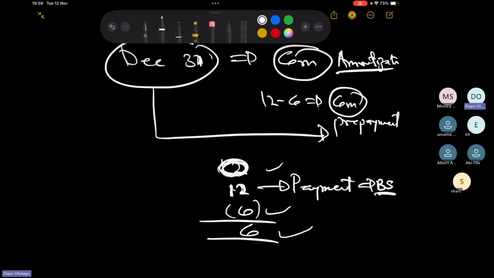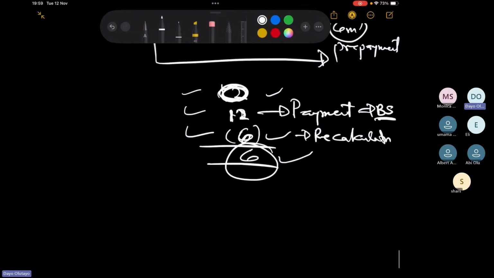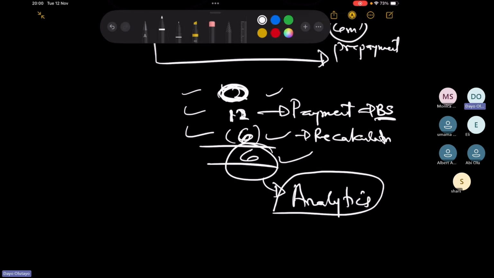And the amortization of 6 million, you need to recalculate it. Like I told you, anytime you see amortization, it is similar to depreciation. It's about recalculation. Once you do this, you already have this figure, right? And to test this figure itself, you do analytics, because prepayment is very predictable. You expect the last year prepayment to be the same as this year prepayment.